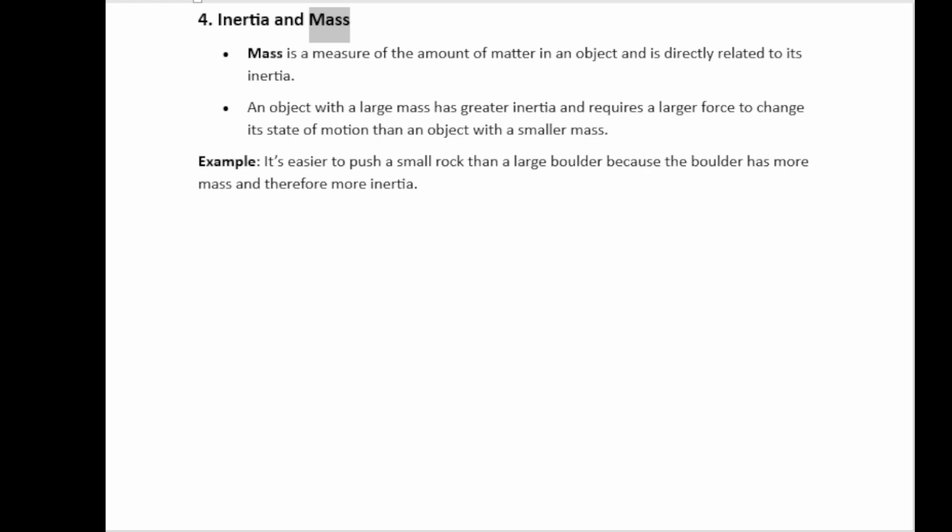4. Inertia and mass. Mass is a measure of the amount of matter in an object and is directly related to its inertia. An object with a large mass has greater inertia and requires a larger force to change its state of motion than an object with a smaller mass. Example, it's easier to push a small rock than a large boulder because the boulder has more mass and therefore more inertia.